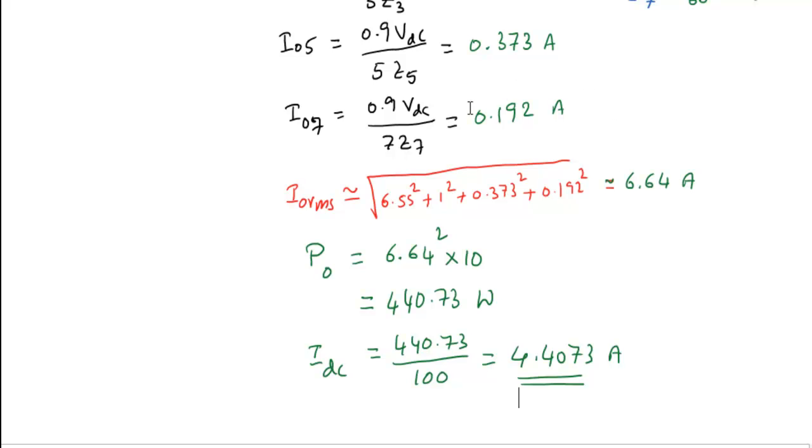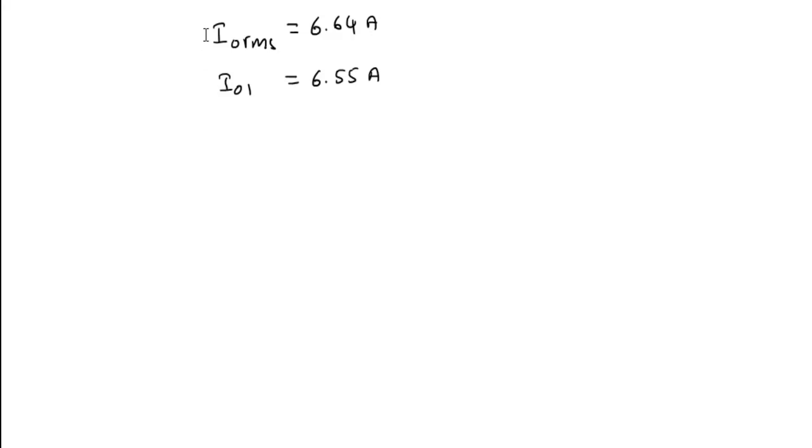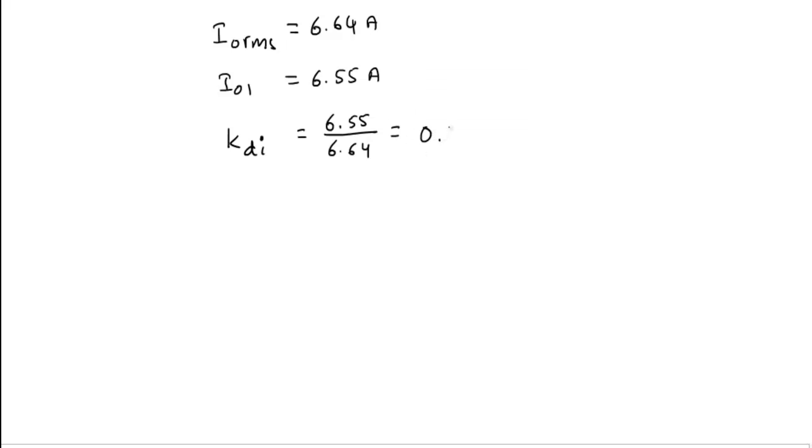So I'm taking that I01 and the RMS current. With these things you can calculate a lot of other things. From the previous example we got the total load current RMS value this much and the fundamental current this much. Now we can see that these currents are very close. So from this we can calculate the current distortion factor for the load. Current distortion factor in the load is nothing but 6.55 divided by 6.64. So what's the value? It is 0.986.